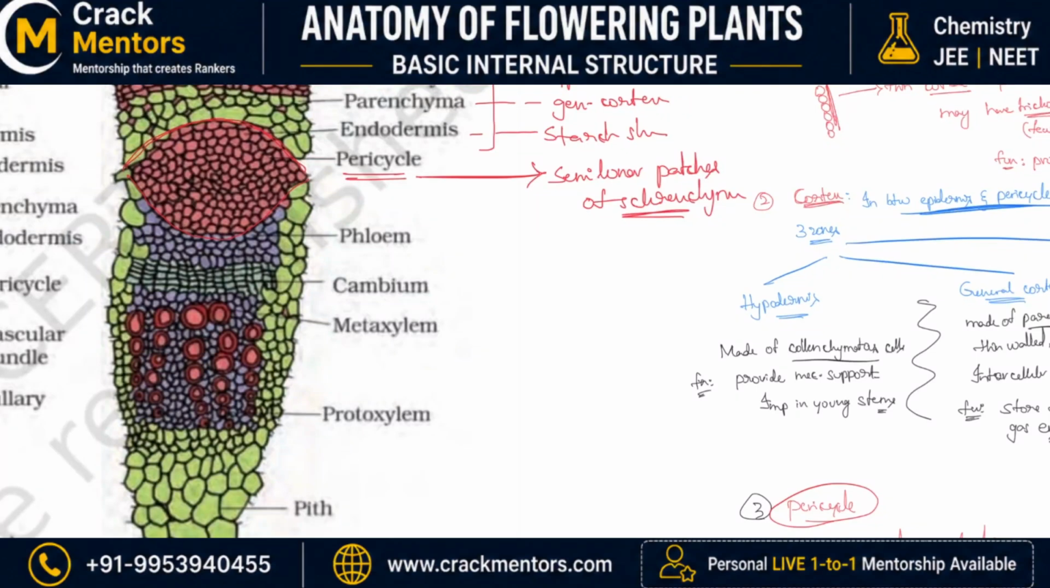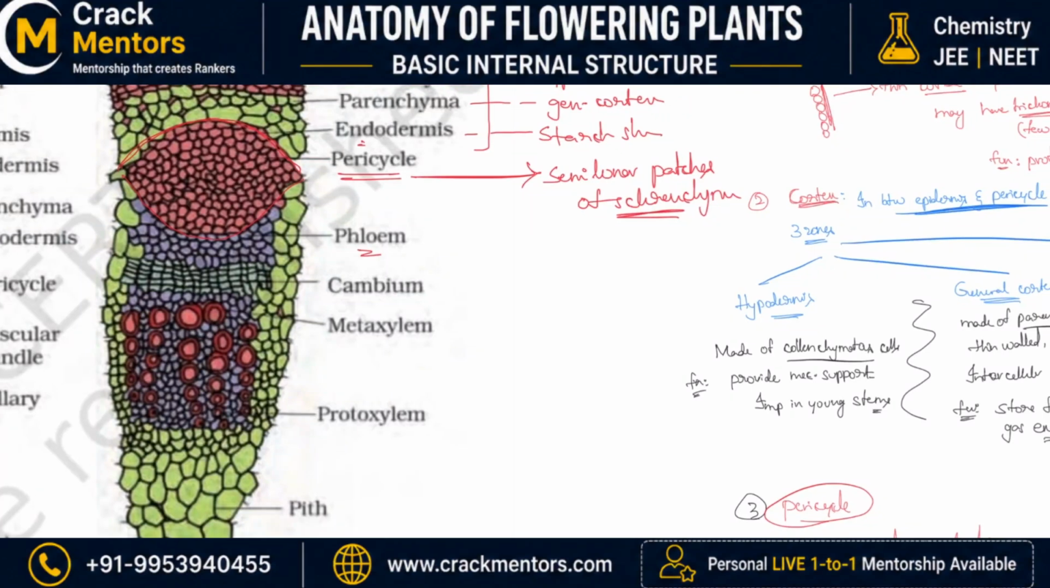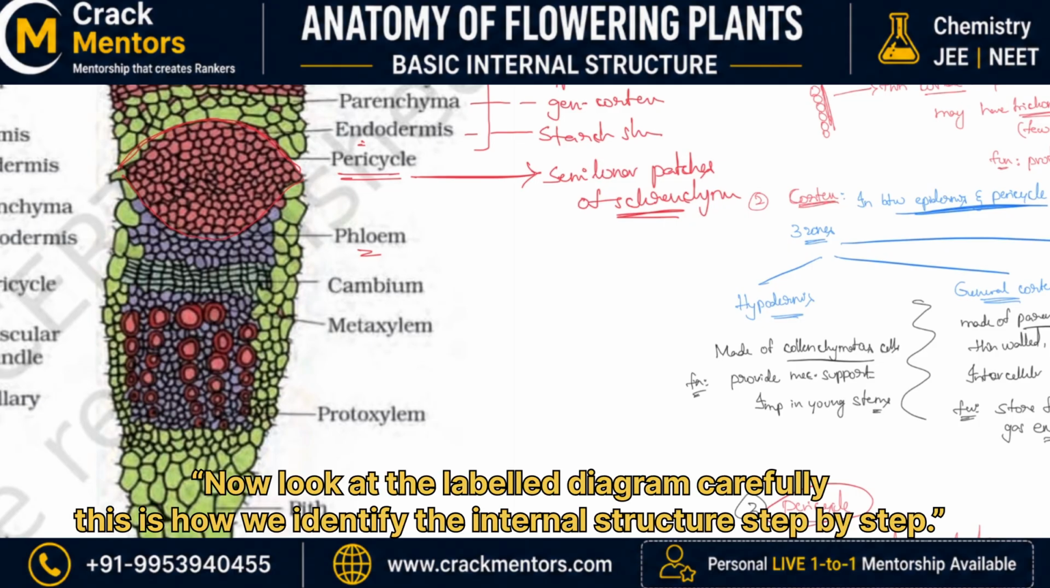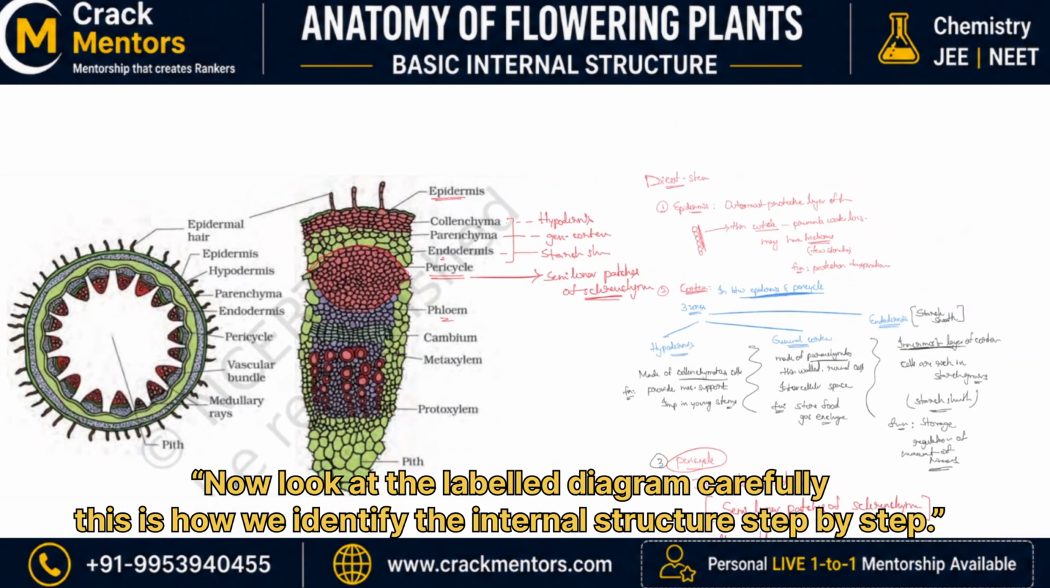It is seen that the pericycle lies below the endodermis and above the phloem. Now next, after the pericycle, the next part we see is our medullary rays. The parenchymatous cells are arranged radially between the vascular bundles. This forms our medullary rays.